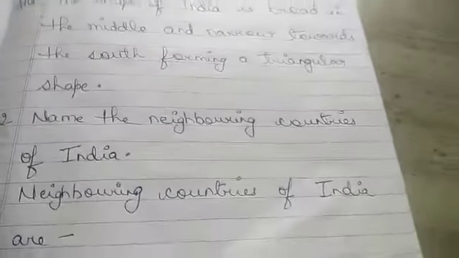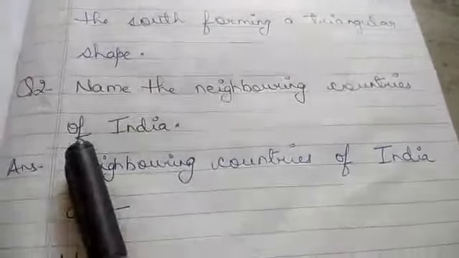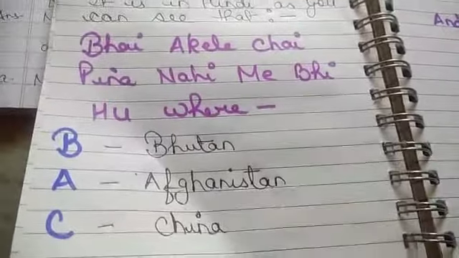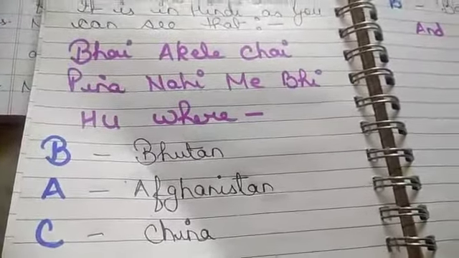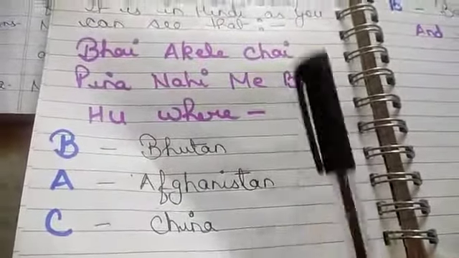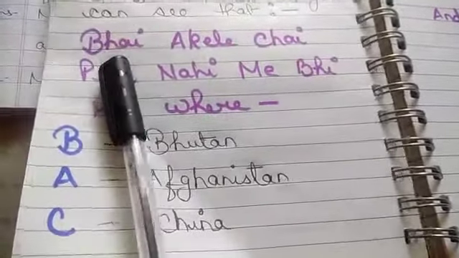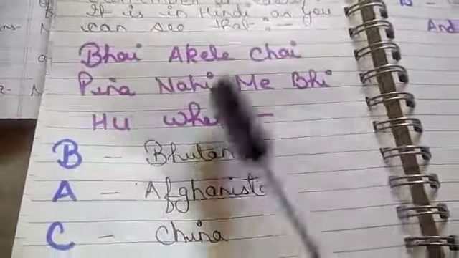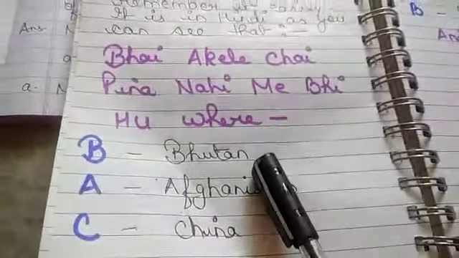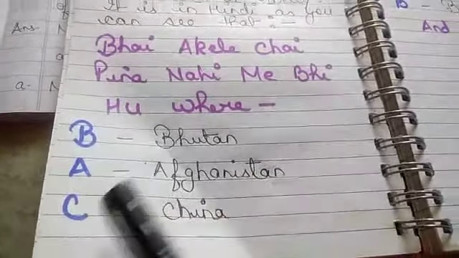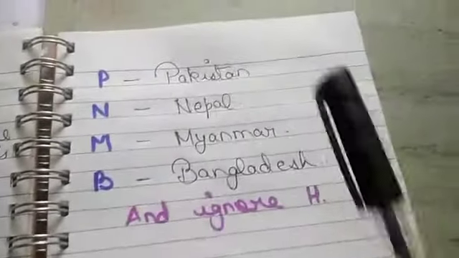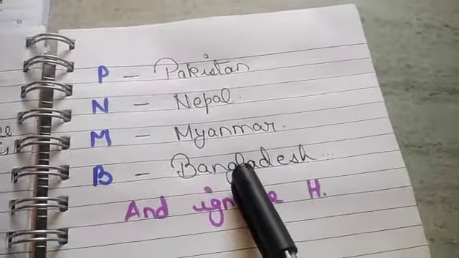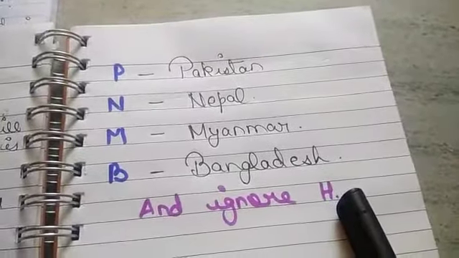Okay, children. Now, question number two is, name the neighboring countries of India. Once again, if someone has missed it, I'm telling you the trick to learn the names of the neighboring countries of India. भाई अकेले चाय पीना नहीं, मैं भी हूँ. B for Bhutan, A for Afghanistan, C for China, P for Pakistan, N for Nepal, M for Myanmar, and B for Bangladesh. And ignore H at last. I hope you all have understood well.